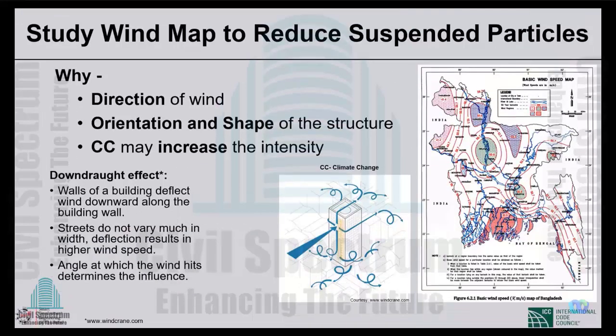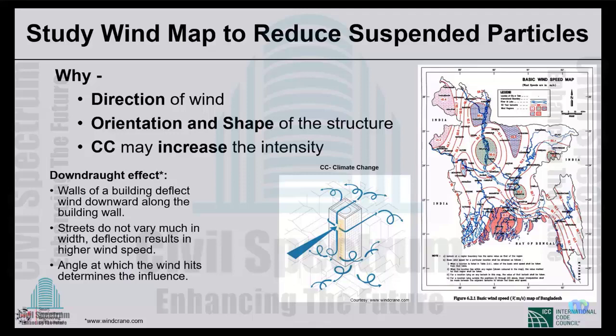So there is another issue. We normally design the building for wind, right? So we design it for strength, but the wind has other environmental consequences for the surrounding communities. That is why we need to study the wind apart from designing for strength: the direction of the wind, the orientation and shape of the structure, and climate change may increase the intensity.